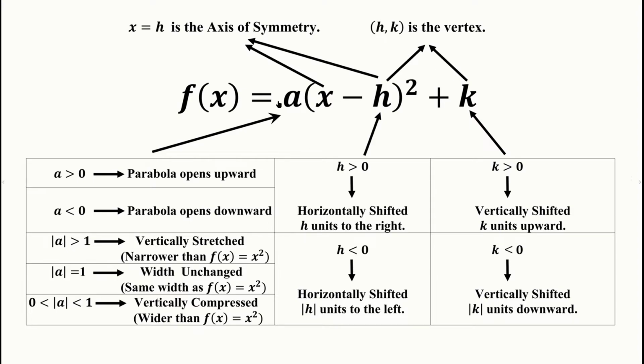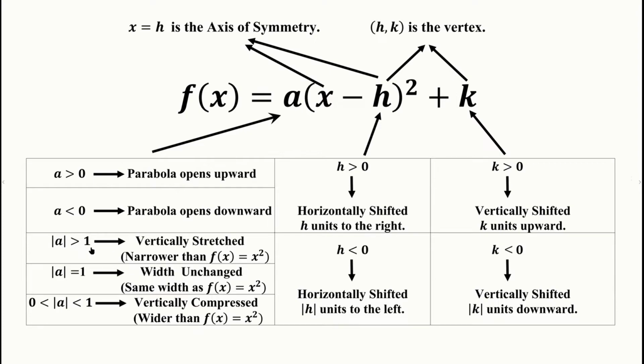Now, a itself gives us some very useful information about the parabola. If a is positive, the parabola is going to be opening up like that, okay? It's like the happy face, right? So if a is negative, it opens down like so, so kind of like the sad face, right?